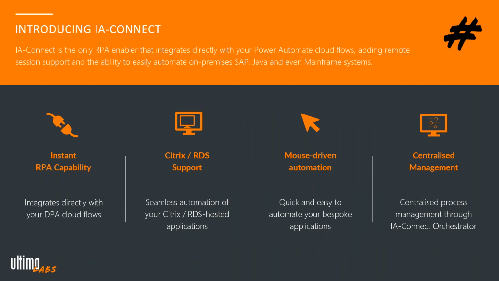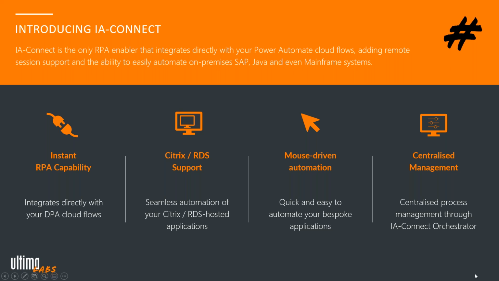The purpose of today's webinar is introducing our product, which is iConnect. iConnect bridges that gap between the DPA platform, in this example Power Automate, and adds those RPA capabilities by integrating directly with your Power Automate cloud flows. It adds remote session support, for example, Citrix and RDS, that's Microsoft's remote desktop. And also the ability to easily automate on-premises applications, including SAP GUI, Java, mainframe systems.